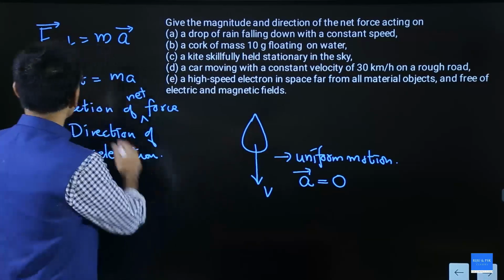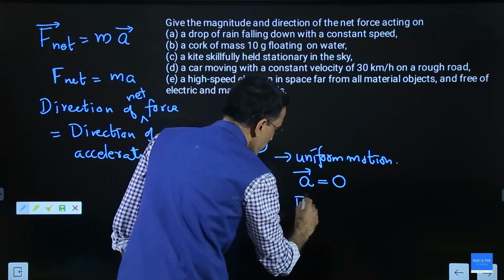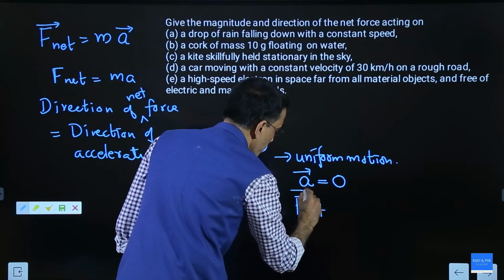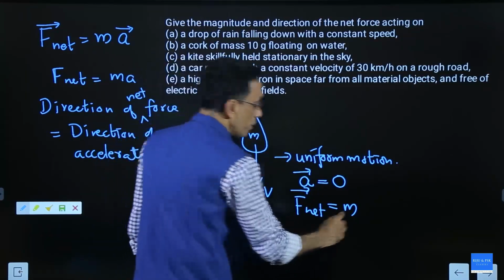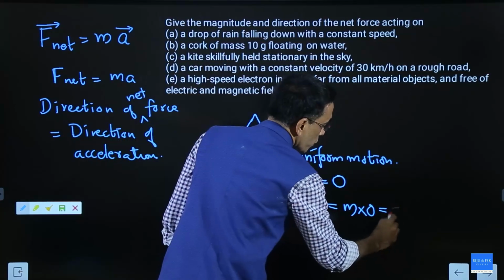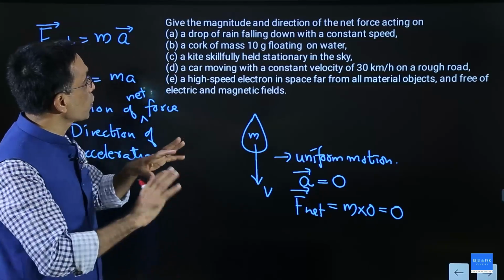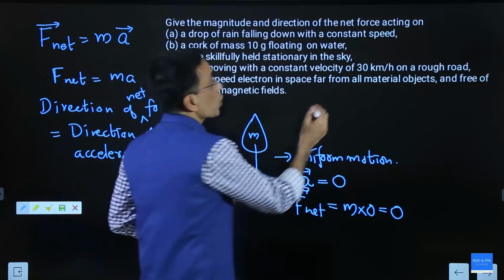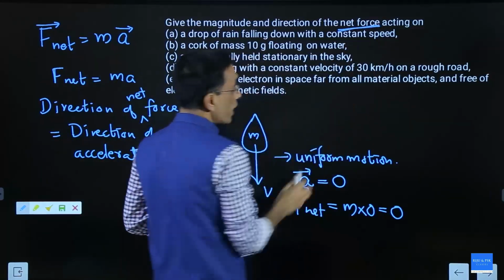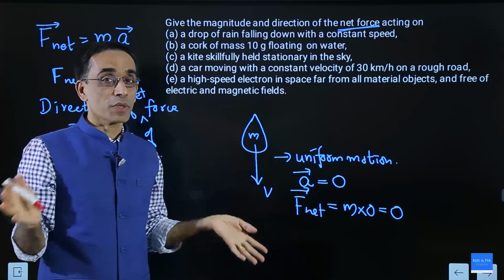Now use this equation, F equals mass into acceleration. That means the net force acting on the body, F net, is the mass of the raindrop, let us say m, into 0, which is equal to 0. So this is having no acceleration, that means there is no net force acting on the body. Does it mean there is no force acting? Did I say no force acting or did I say no net force acting? There is a big difference.